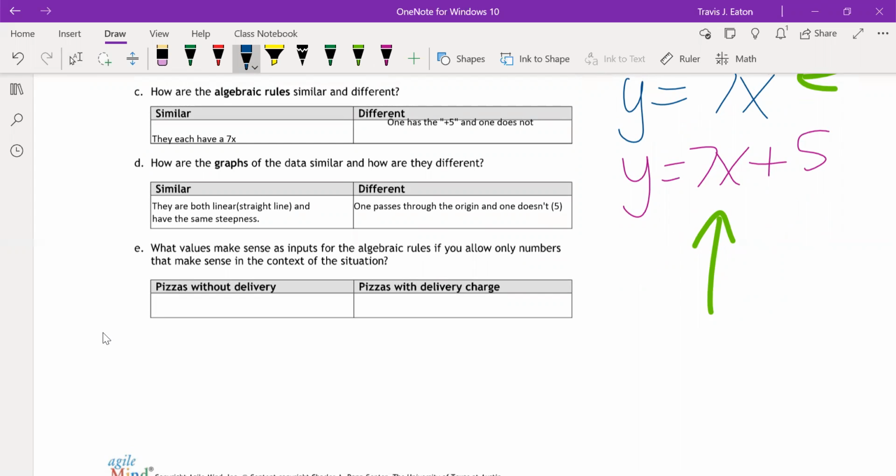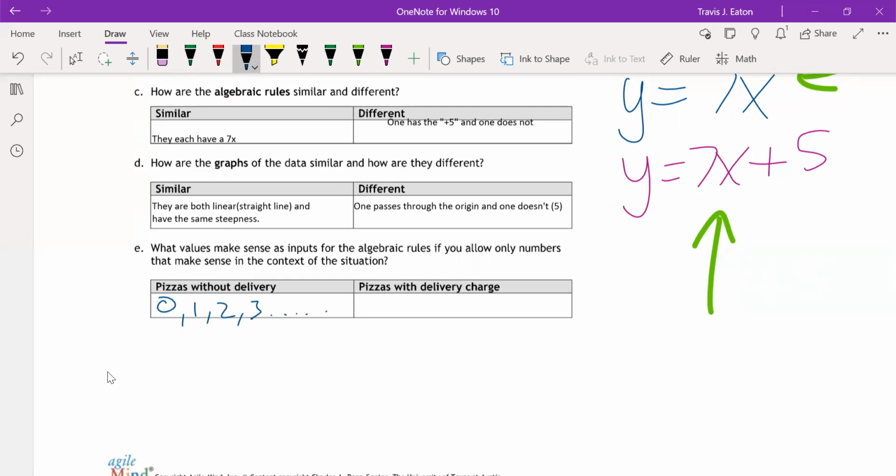And what about pizza without the delivery? Does 0 make sense? If you order 0 pizzas, you're going to pay 0 money. So that makes sense, right? In this case, if we order 0 pizzas, the amount that you'll get charged makes sense. If you order 1 pizza, that makes sense, and 2 and 3 and so on, on up into infinity and beyond, as long as it's a whole number.